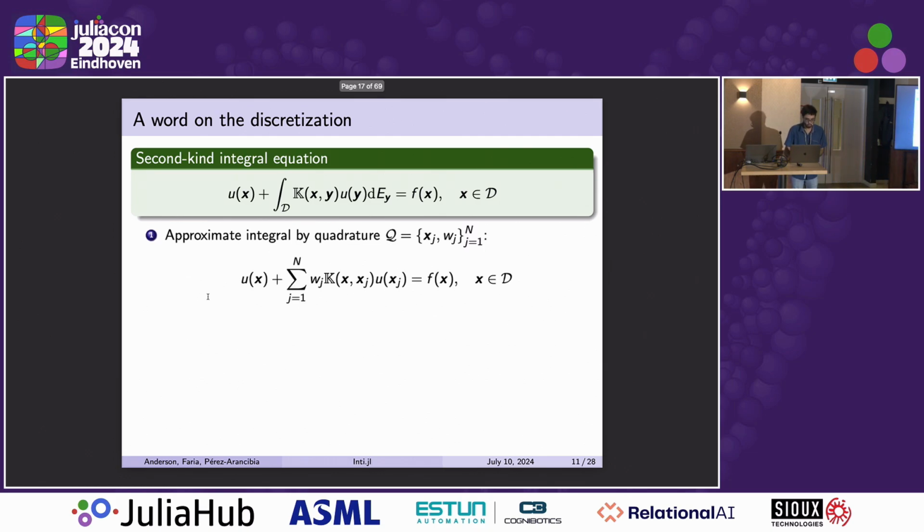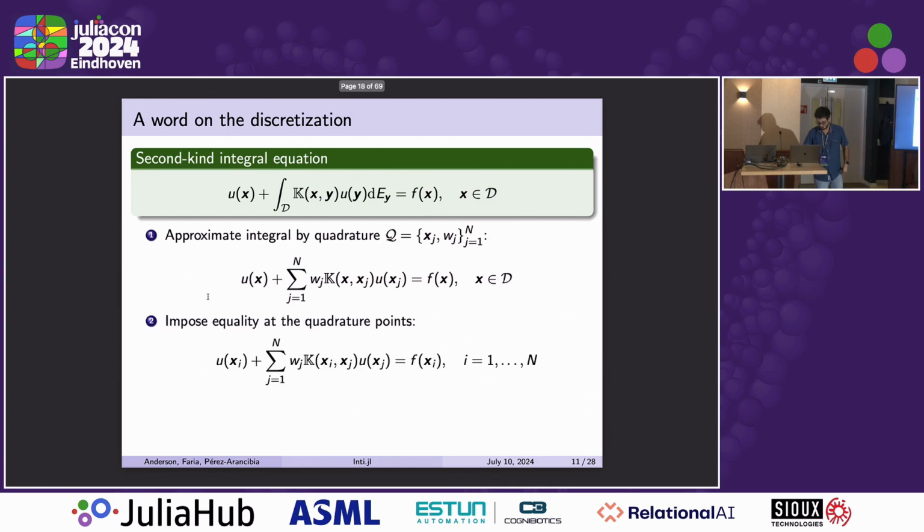Well, what we'll do is we just approximate this integral by some quadrature rule, not saying how you build that, but you have some way of integrating over this domain D, and then you just replace the integral by a sum, okay? And once you do that, you have to figure out how you compute the values of u, the unknown, at these quadrature nodes. These types of methods that we implement will just impose a strong equality at the quadrature nodes, and then you solve the resulting linear system.